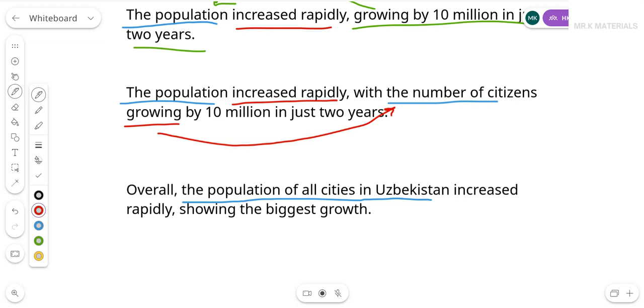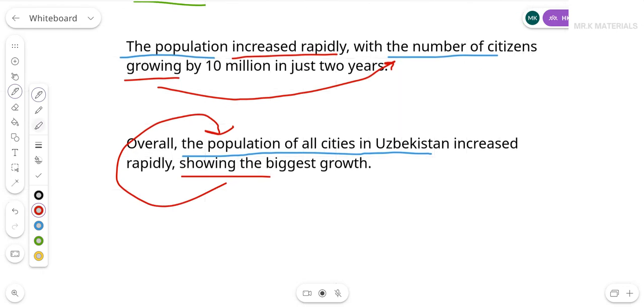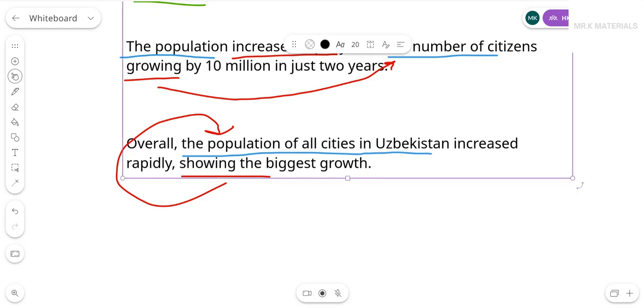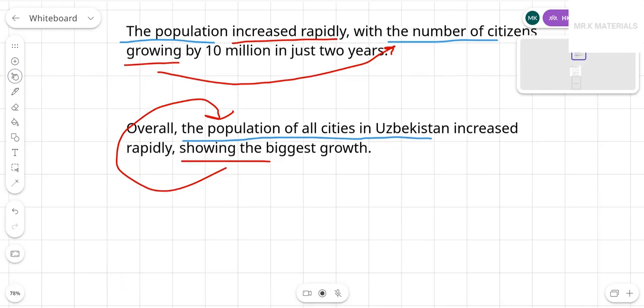If it's just a participle clause without with, then this belongs to this. I don't have a new subject. So population in all cities is showing the biggest growth. Where's Tashkent? It doesn't make sense here. So that I can add Tashkent here, I need a new subject. And for that, I'm going to use the structure with. Let's put it here. All right.